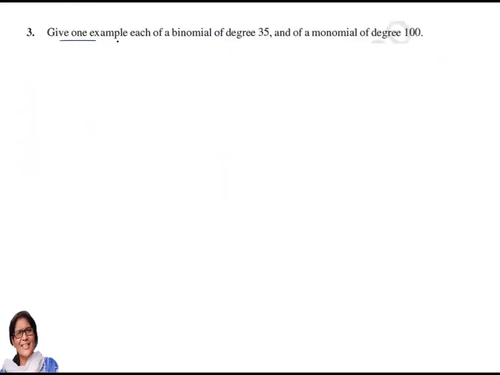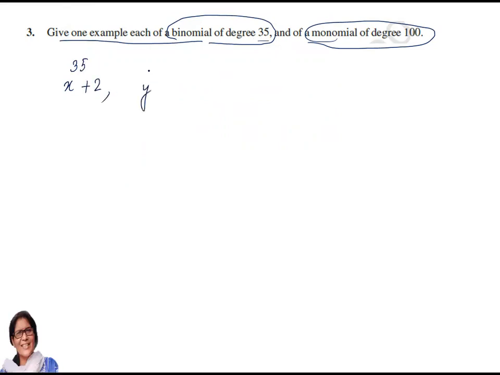3. Give one example of each. Binomial of degree 35, monomial of degree 100. I hope you can give thousands of examples. Binomial means there will be 2 terms and degree will be 35. So it can be x to the power 35 plus 2. It can be y to the power 35 plus y. It can be z to the power 35 plus 2z. Anything you can write.